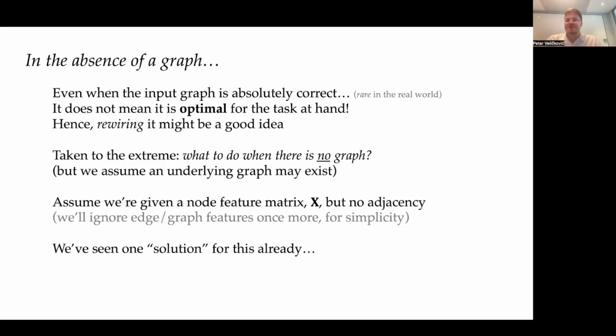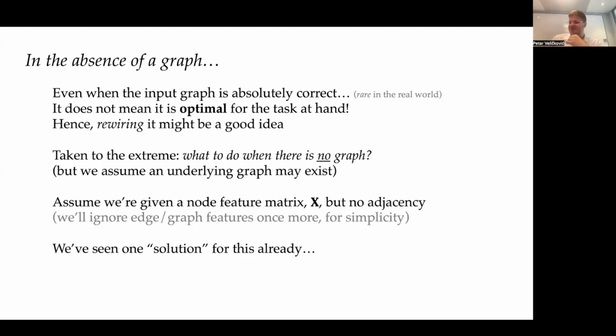So specifically, one thing that's very important to note is that even when I give you an absolutely correct input graph, which by the way, in the real world is quite rare, usually the graphs we obtain are a result of some kind of human design heuristic on which edges to draw and what to put in those edges. But even when you give me a completely correct graph, that does not mean it is the optimal way to pass messages for the task at hand.